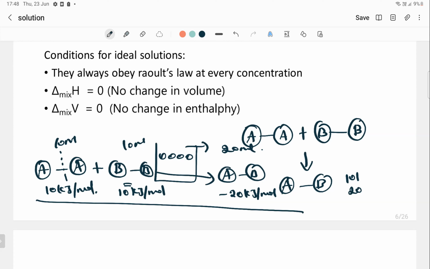But if it is an ideal solution, then it will satisfy all these types of conditions. But it is not practically possible. So now you are getting the non-ideal solution. Clear with this ideal solution? Any doubt? What are the three conditions you got?